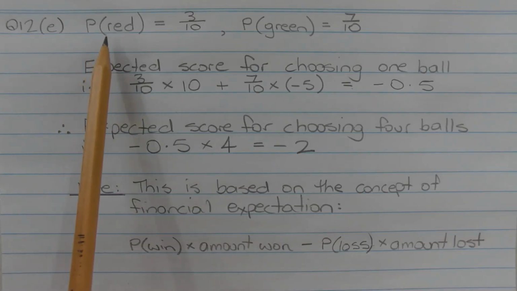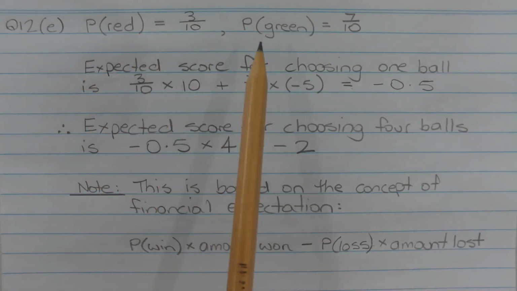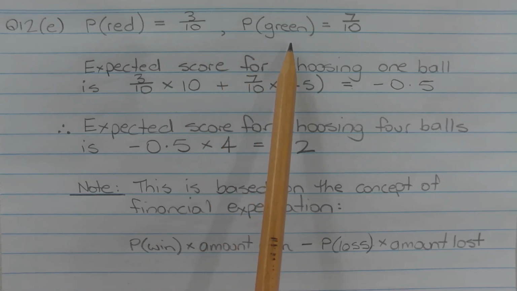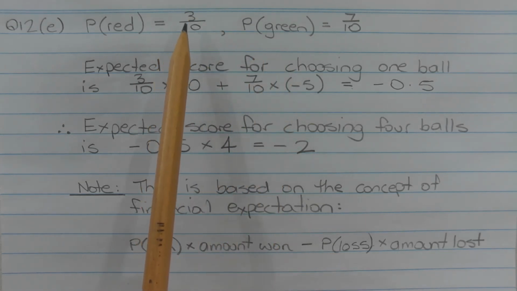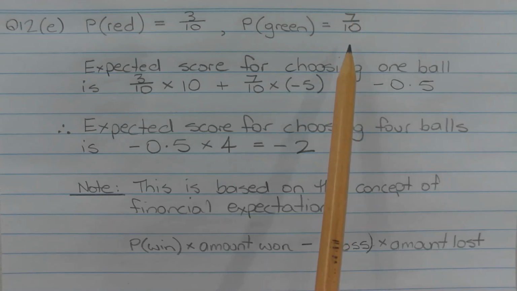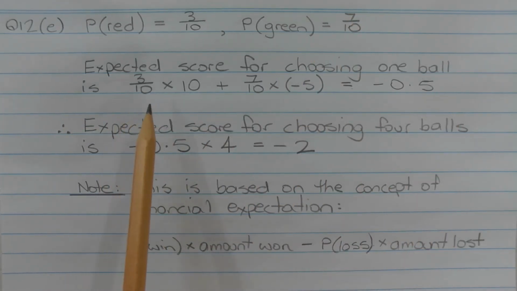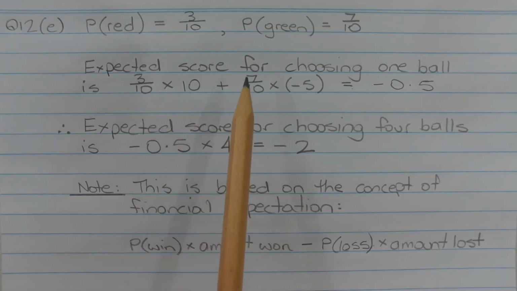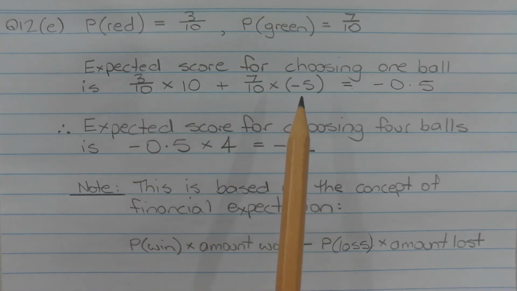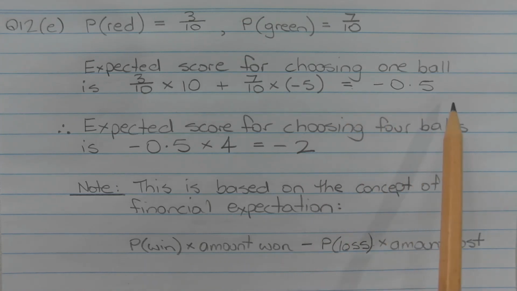The probability of choosing red is 3 out of 10, and the probability of choosing green is the complement of 3 out of 10, which is 1 minus 3 out of 10, which is 7 out of 10. The expected score for choosing one ball is 3 out of 10 times 10 points won, plus 7 out of 10 times 5 points lost, which equals negative 0.5.